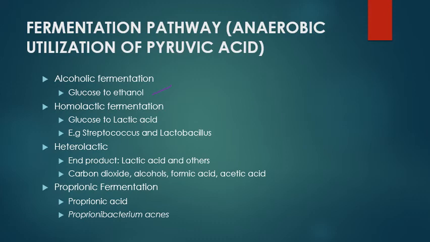Okay? Your homolactic fermentation, glucose to lactic acid, is done by Streptococcus and then your Lactobacillus. For the heterolactic, it is a combination of lactic acid and others. Okay? The others can be your carbon dioxide, alcohol, formic acid, and then your acetic acid. Your propionic fermentation is done by the propionic acid bacteria. The Propionibacterium acnes is one of the bacteria that would actually produce propionic acid.